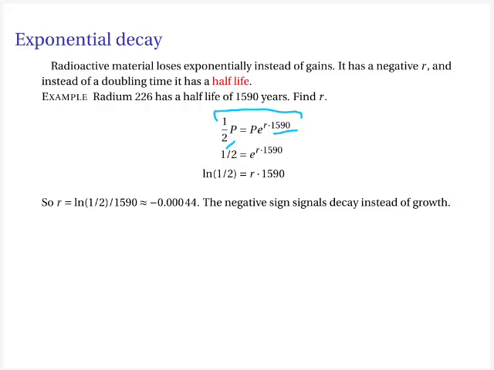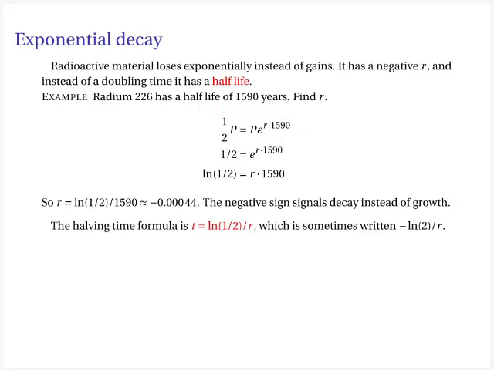It turns out that when you do the arithmetic, and I'm not going to go through the arithmetic because it's familiar from the other examples, you come up with a negative number, and the negative sign signals decay instead of growth. A negative rate is decay instead of growth. That's all, but the steps that you go through, take the logarithm of both sides, those steps are all the same.